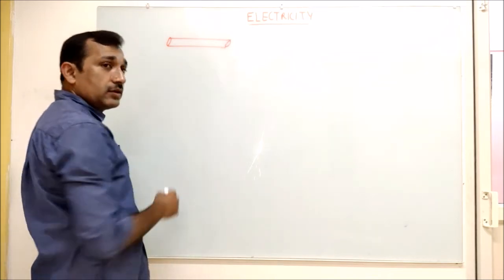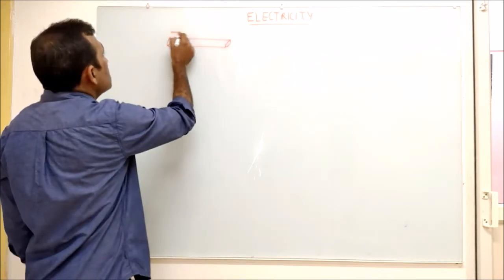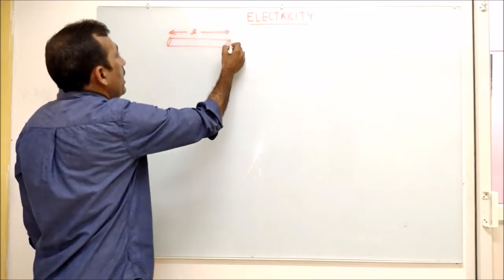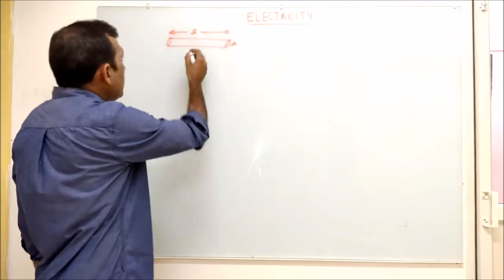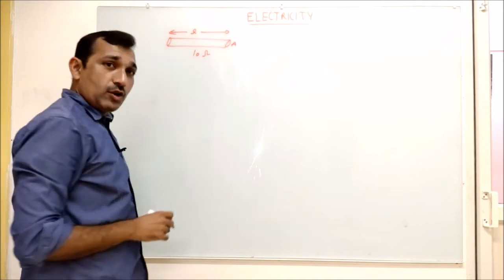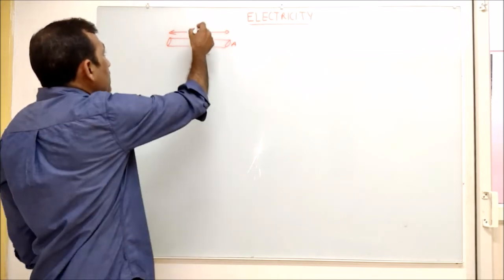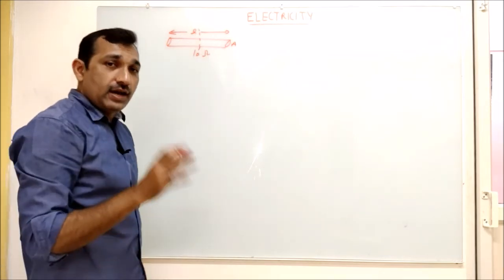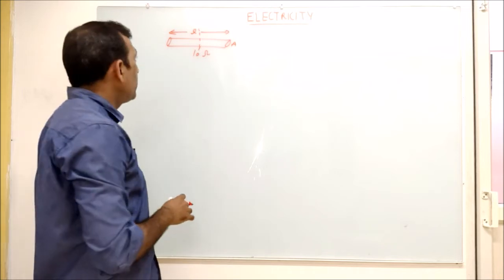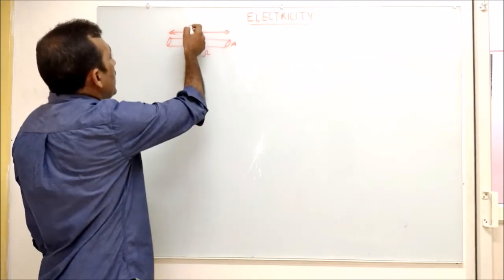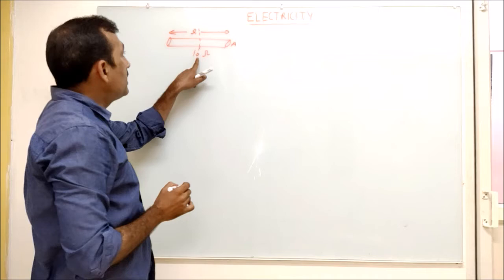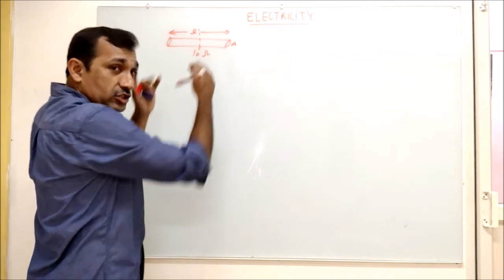resistor or conductor which is having length L and cross section area A, and it has a resistance, say for example 10 ohm. What I did, I cut it in the half, right? So it has become L by 2. Now what will be the resistance of this portion and this portion?